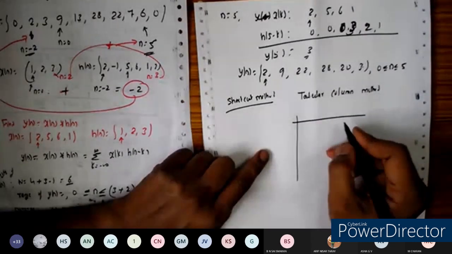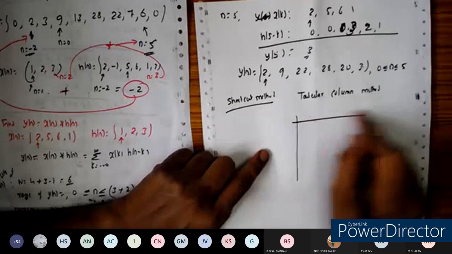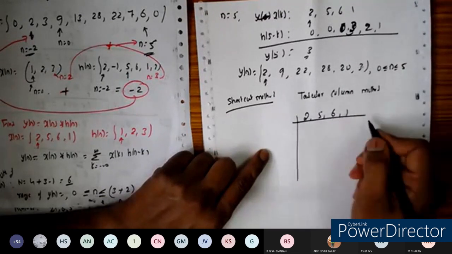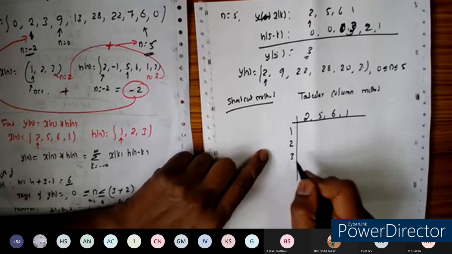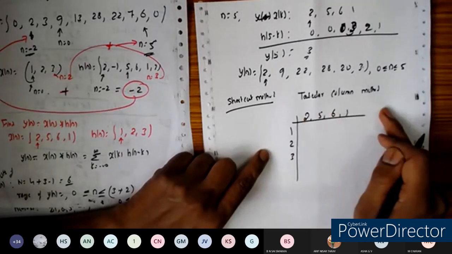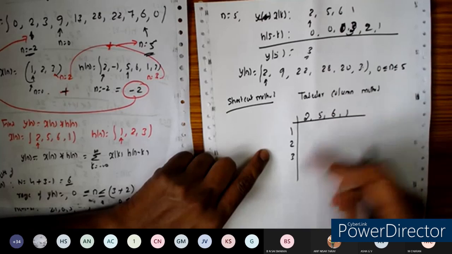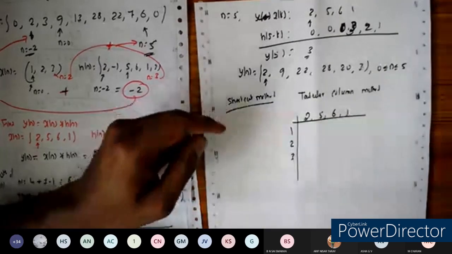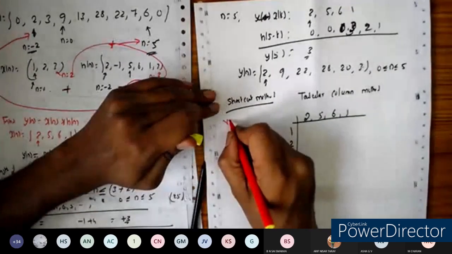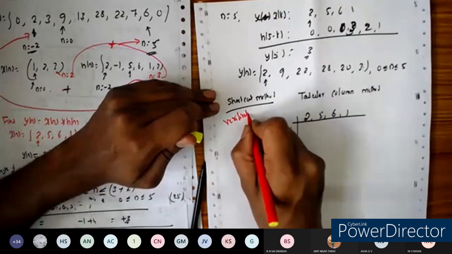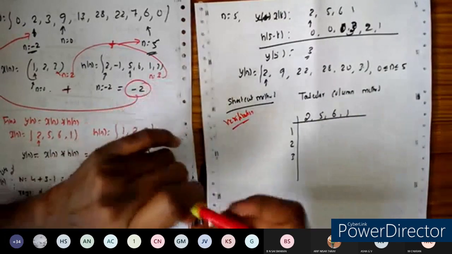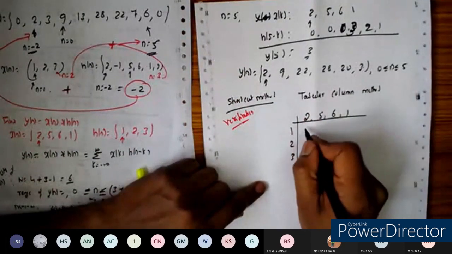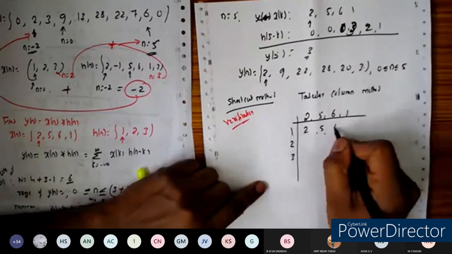On the first table, I'm going to write the sequence x of n, or you can write h of n also, no problem. It is 2, 5, 6, 1, and h of n you can write in this column, or vice versa, no problem. Got it now? This is a shortcut method only for verification, or for competitive exams, not for regular solving in exams. After writing the sequences, take the product: 1 into 2 is 2, 1 into 5 is 5, 1 into 6 will be 6.